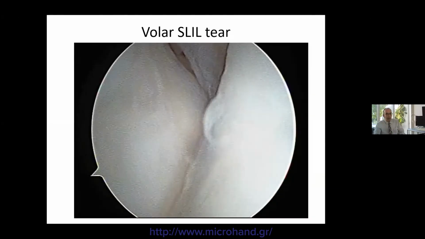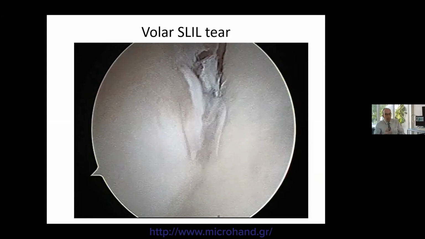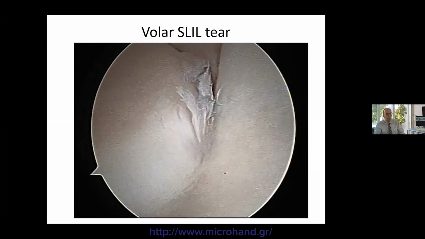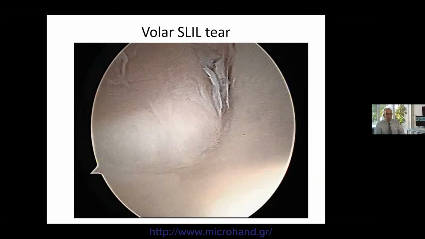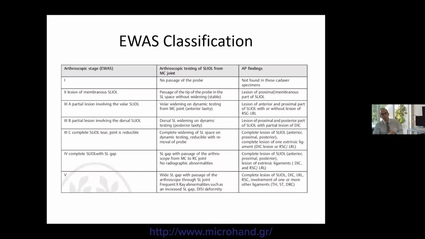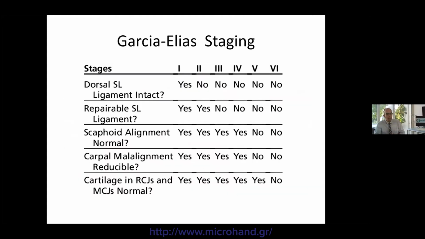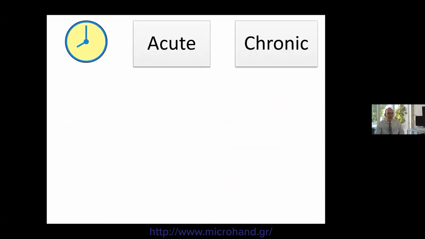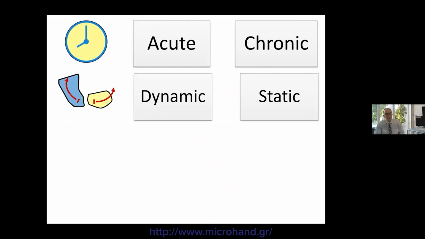And this is very well demonstrated here. The volar part is very mobile, whereas the dorsal part is less so. And there's no guideline as to what to do with these patients. There is the European Wrist Arthroscopy Association classification, and there's also the Garcia-Elias staging. But to tell you the truth, this is very confusing to me. I'd rather think of injuries as acute versus chronic, as dynamic versus static.